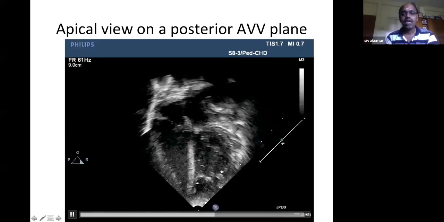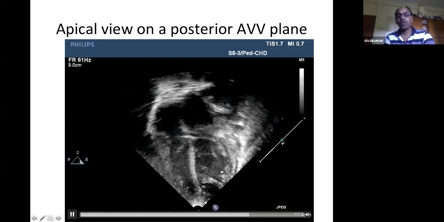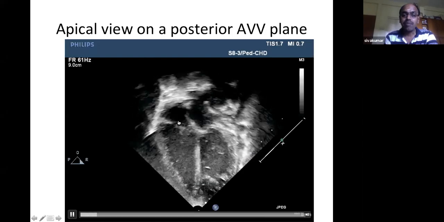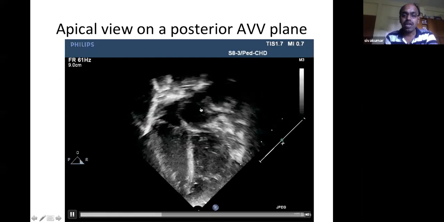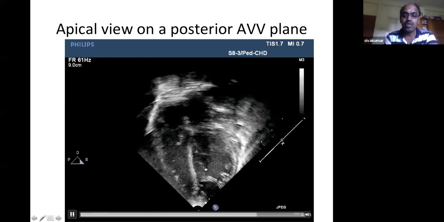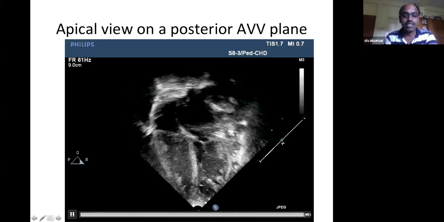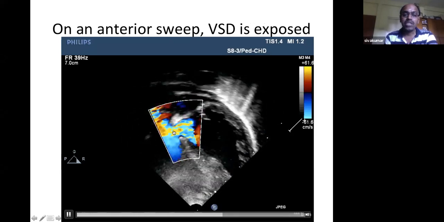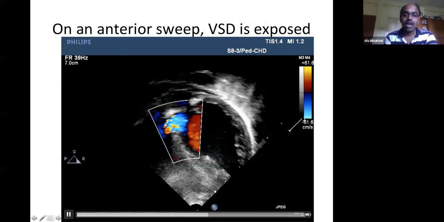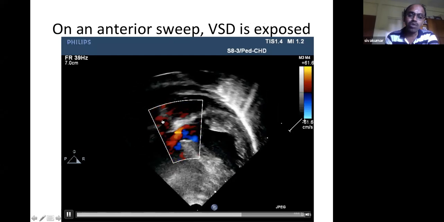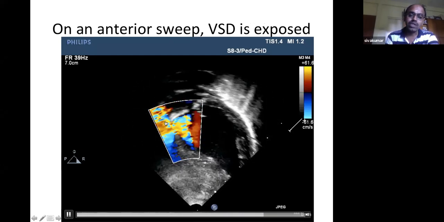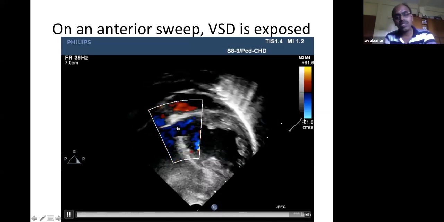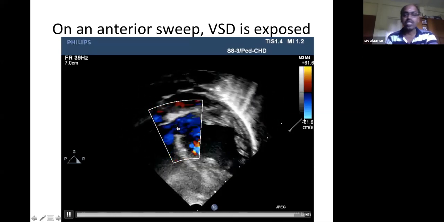So this is an apical four-chamber view. We are now viewing very posteriorly. The right atrium is committed through the mitral valve to the left ventricle, and the left atrium through the tricuspid valve to the right ventricle. We have not visualized the VSD. Sweep a little anterior and you are able to appreciate the ventricular septal defect, and just above the VSD you are seeing the pulmonary valve also. So this subpulmonary location is the commonest site of ventricular septal defect in corrected transposition.